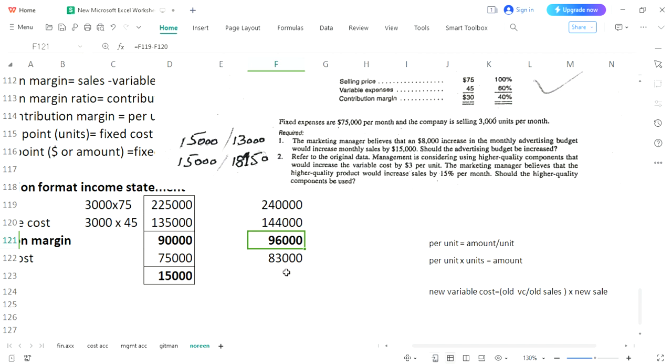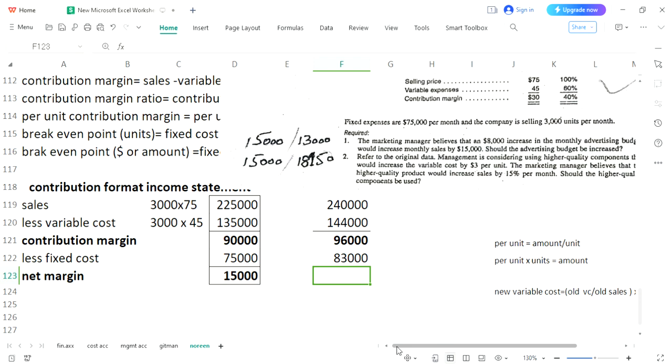And the next step is to calculate your net margin. I will let you see the original statement as well so that you can understand what we are doing. You can see over here fixed cost is being subtracted from contribution margin. You will get your net margin. Your contribution margin was 96,000, and you will subtract your fixed cost 83,000. This way you have calculated your net margin, which is 13,000. In this way you can see the second answer has also been written by hand, 13,000.